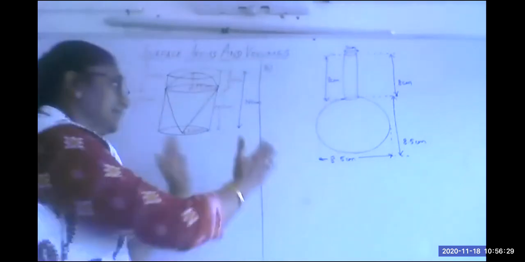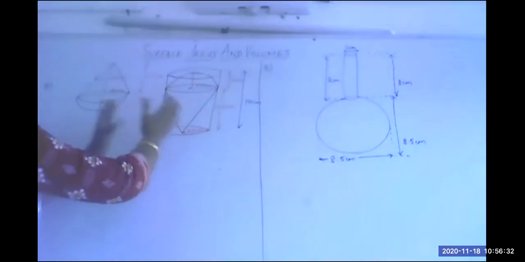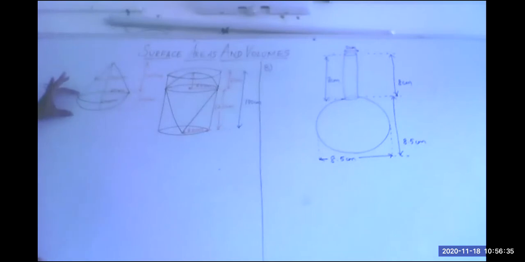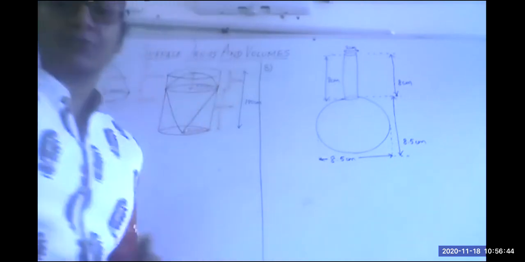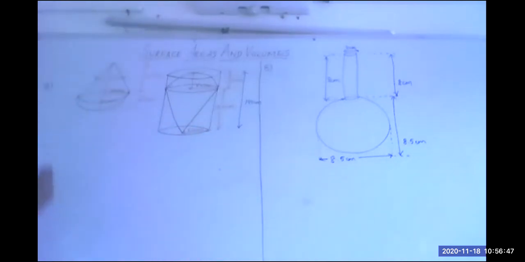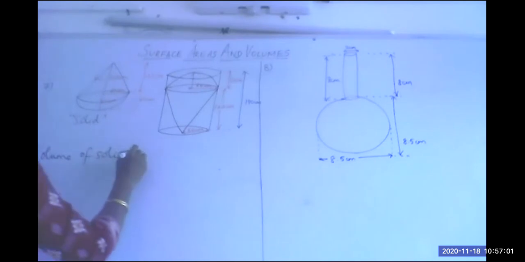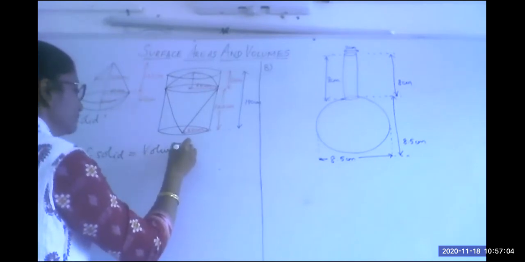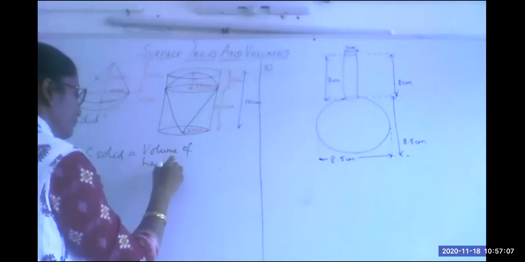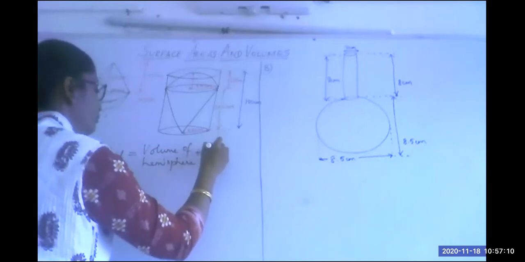Yeah, from the cylinder which is full of water, if you remove the volume of this solid, which is a combination of a cone sitting over a hemisphere, you will get the volume of water remaining in the cylinder. So I have to first see two solids separately. First you will find the volume of the solid. This is the solid I am talking about, which is a combination of a hemisphere and a cone. So volume of solid will be equal to volume of hemisphere plus the volume of cone.